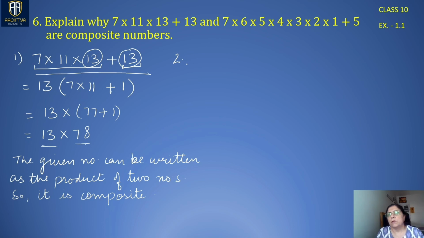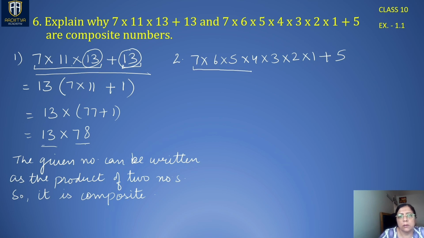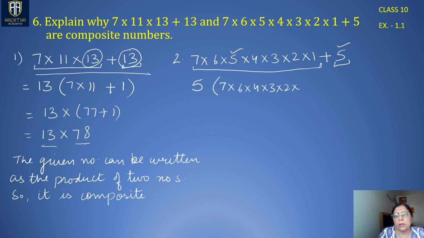Similarly, we can do the same with the second sum here, which is 7 times 6 times 5 times 4 times 3 times 2 times 1, added to 5. Basically, they have given this number in the form of an expression with two terms. Instead of taking the whole product, we can first factorize this number. We can see that 5 is occurring in both the terms. So 5 is common. After taking out 5 common, we have the product of 7 times 6 times 4 times 3 times 2 times 1, and after that, in addition, we have 1.